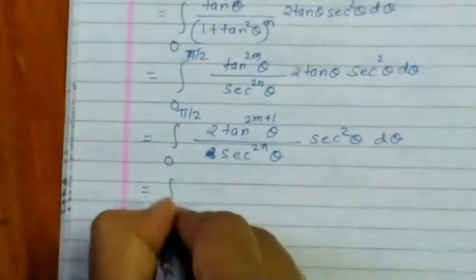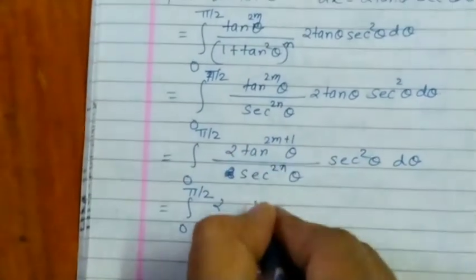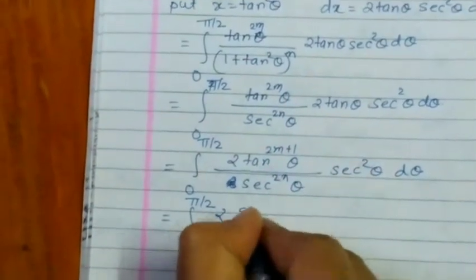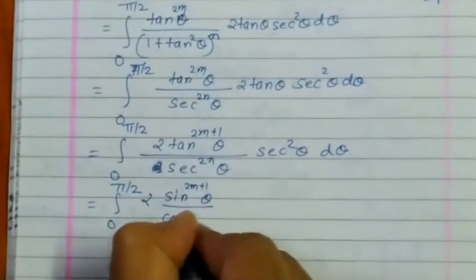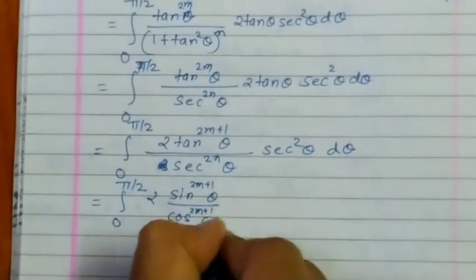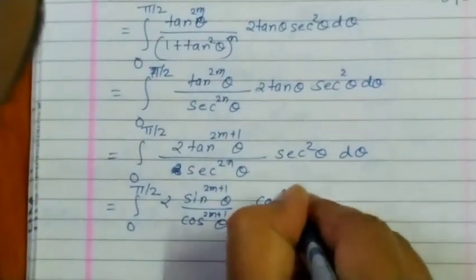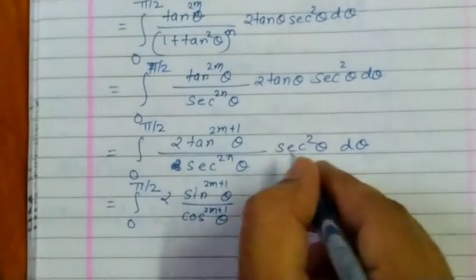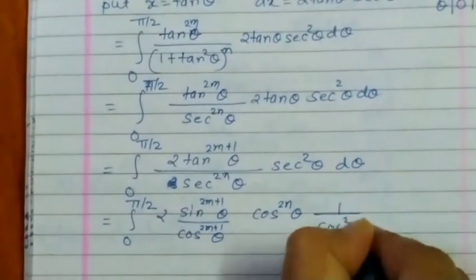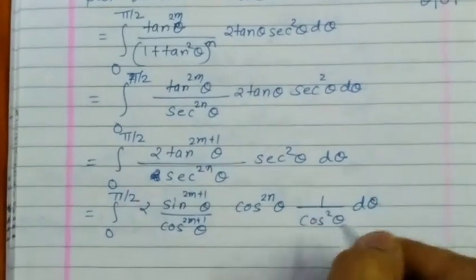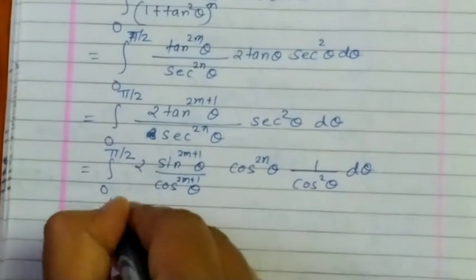So this is equal to the integration from 0 to pi by 2. I am now making tan as sine upon cos. So this is sine raised to 2m plus 1 theta upon cos raised to 2m plus 1 theta. Now 1 upon sec raised to 2n becomes cos raised to 2n theta, and sec square theta becomes 1 upon cos square theta d theta. On further simplifications, I am getting the integration from 0 to pi by 2.